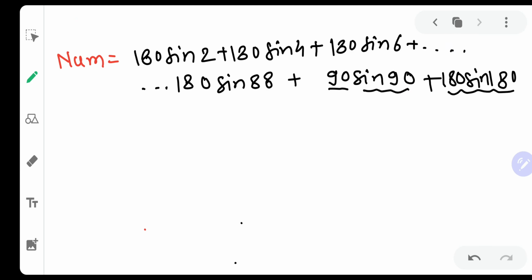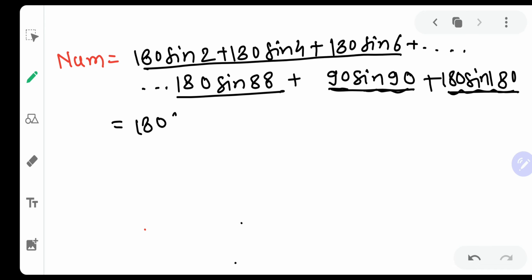Okay, so let us write them down: 90 sin 90 and 180 sin 180. Let us take 180 common from these terms which I am underlining. So what do we get?